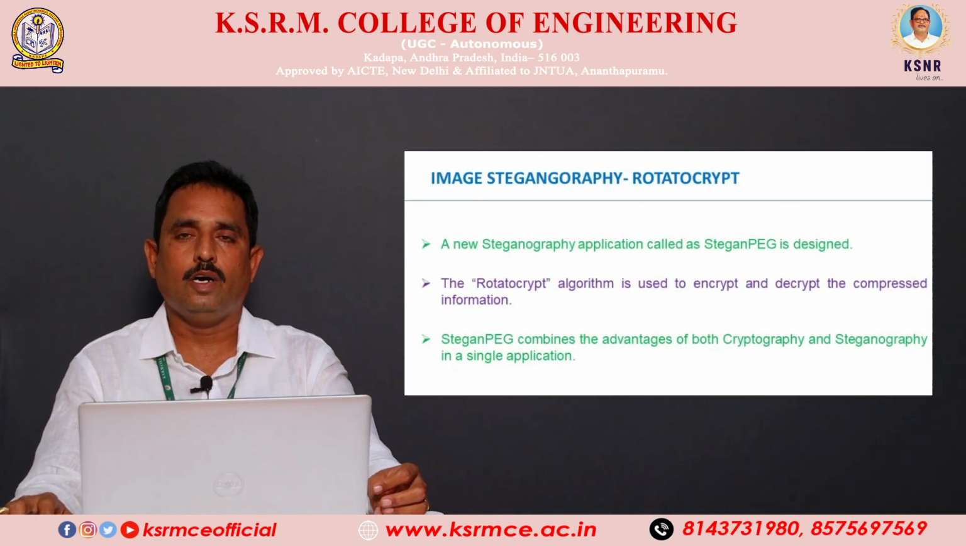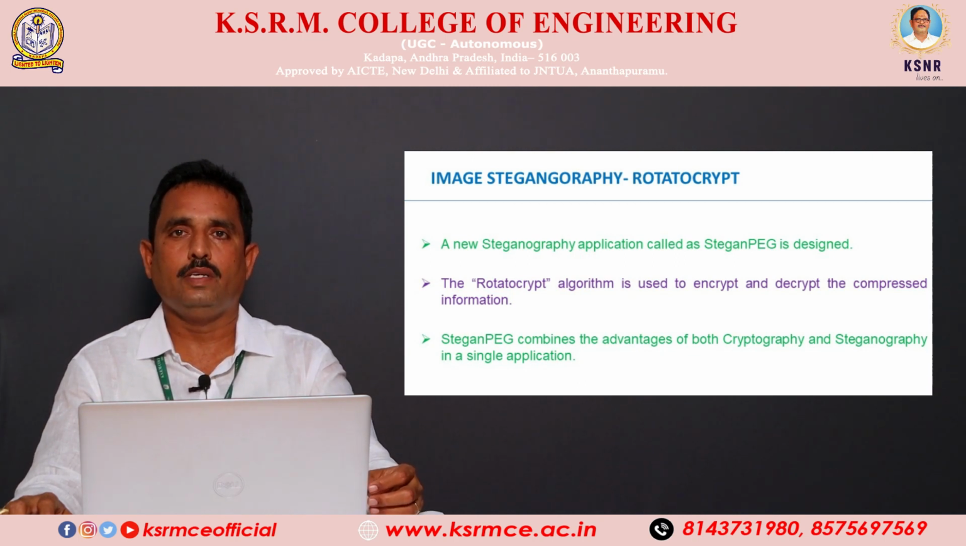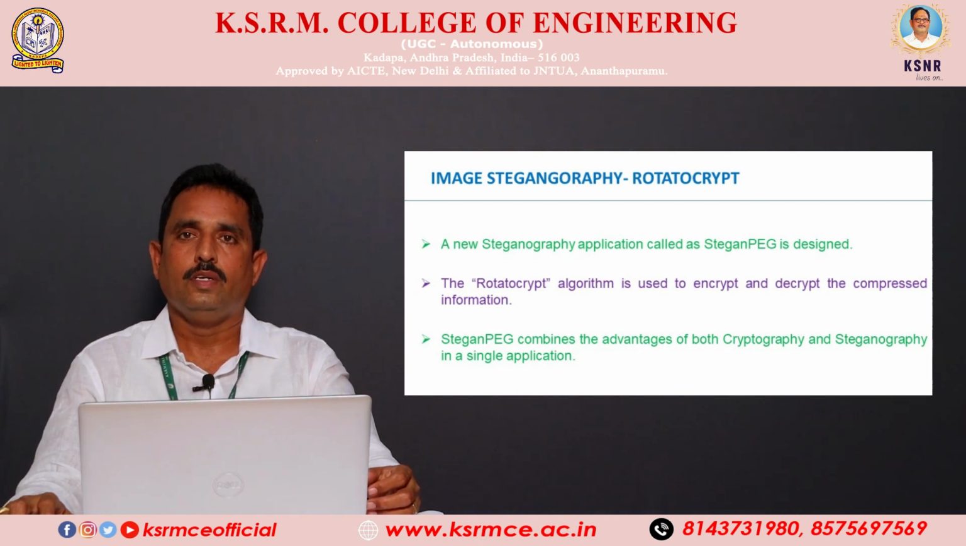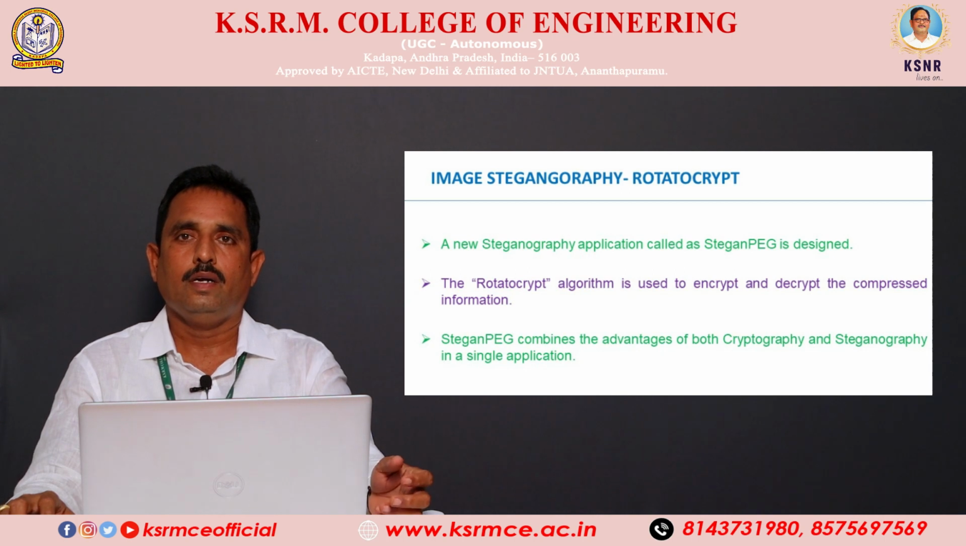Till now we discussed how to embed data in lossless file formats like BMP, PNG and GIF. Now we will discuss how to embed data in the lossy file format, which is JPEG. For this I developed one algorithm called RotaToCrypt. Using RotaToCrypt we can encrypt the data, nothing but the plain text is converted into ciphertext. This is the new algorithm I designed. I also developed an application called StegenPeg, which is the application to embed data into the cover object, and finally we get the stego object. From there we can extract the secret data.